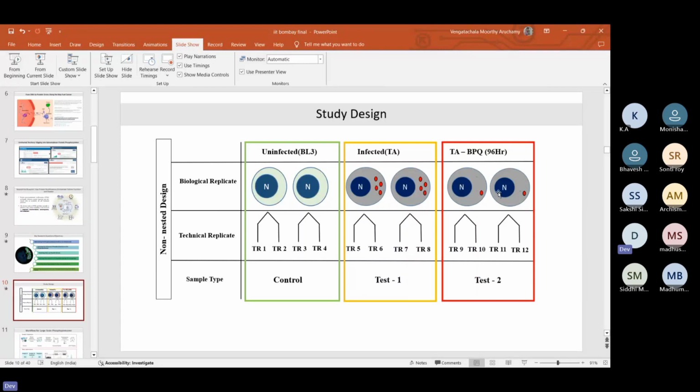by cell death. And so we have taken three conditions: uninfected, infected, and BPQ treated. We have taken two biological replicates in each condition and four technical replicates for each condition.